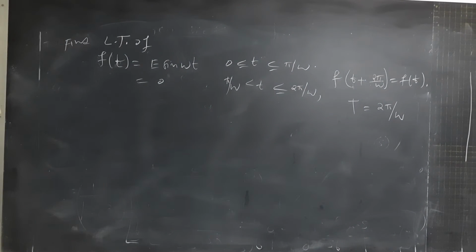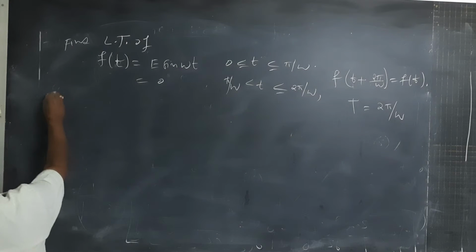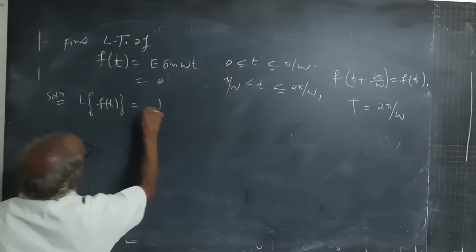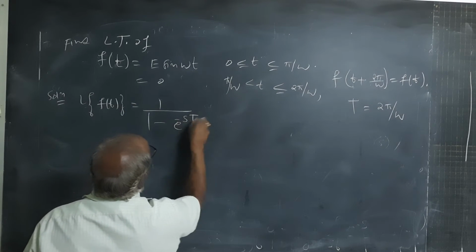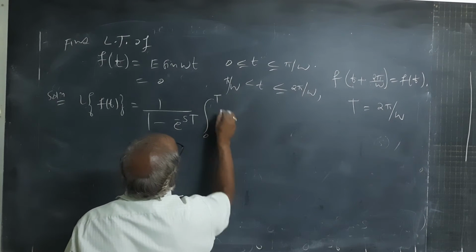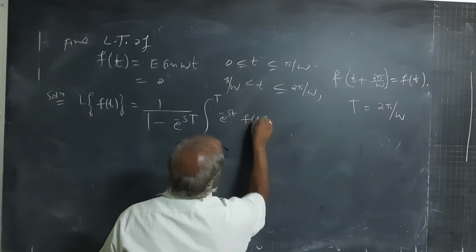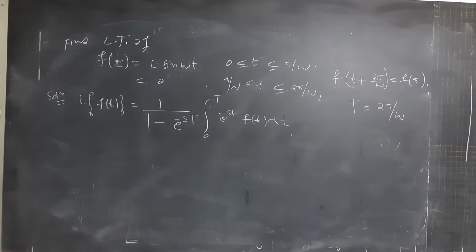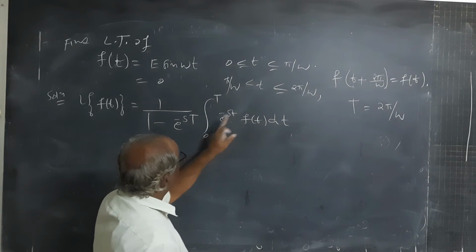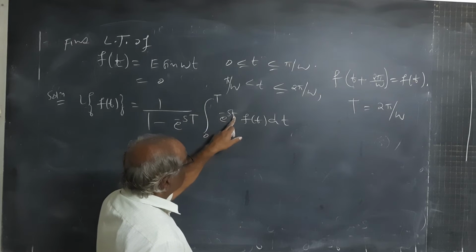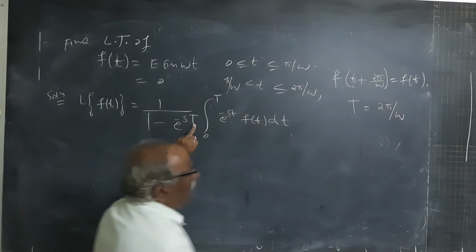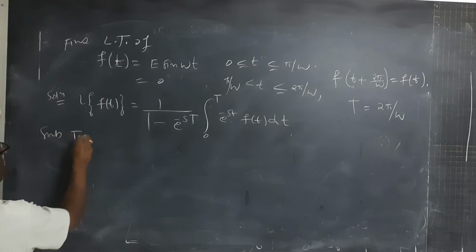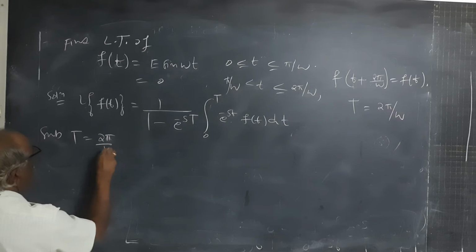So now first let us write the formula. What is the formula? For solution, let us start like this. L of f of t is equal to 1 whole over 1 minus e to the power minus capital S into T, integral 0 to capital T e to the power minus st f of t dt. Note the important point, difference between capital T and small t. This is capital T, this is capital T, this is small t. So to this capital T, I am substituting 2 pi by omega. So substitute capital T is equal to 2 pi by omega.